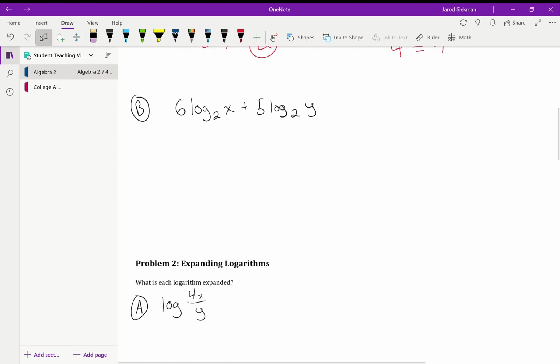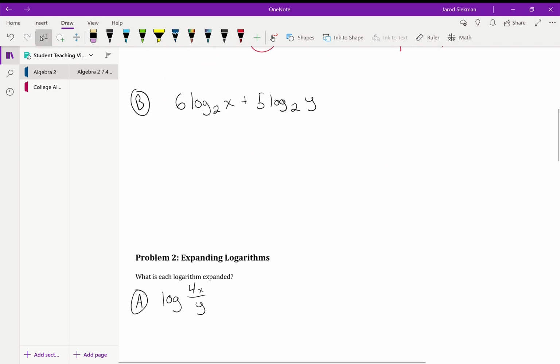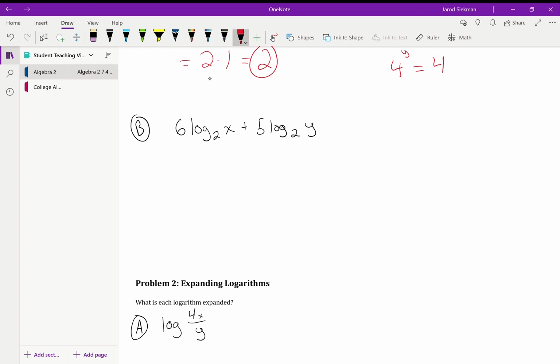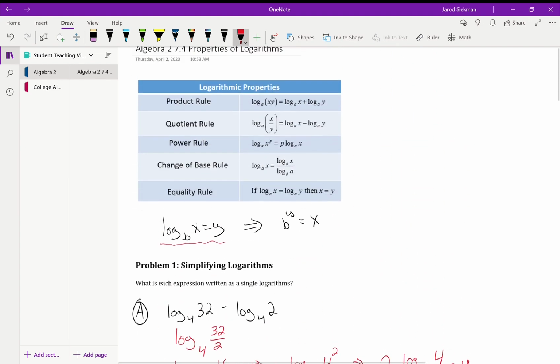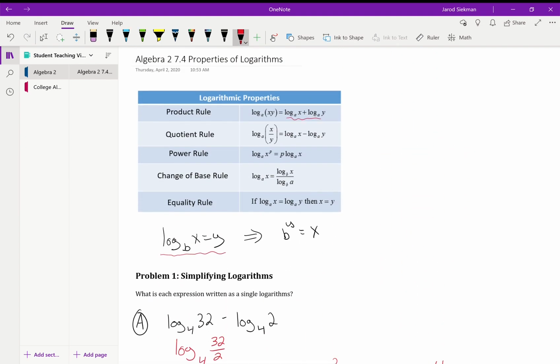So let's move on to part B. We have 6 log base 2 of x plus 5 log base 2 of y. Now when we have these coefficients out front, we can use the power rule and rewrite it as log base 2 of x to the 6th power plus log base 2 of y to the 5th power. And now we have two logarithms with the same base adding together. So we can use, look up here, the product rule.